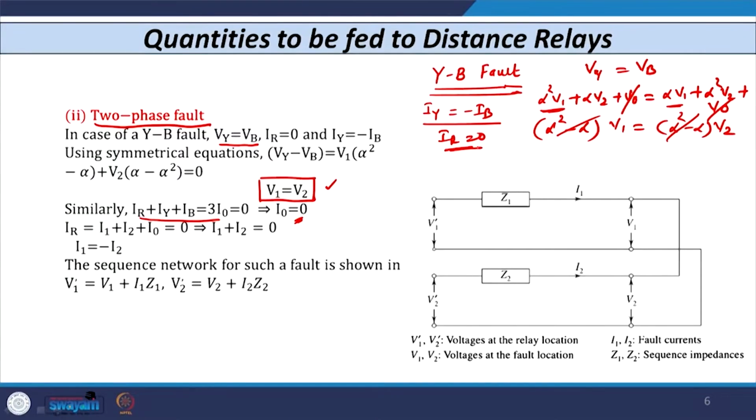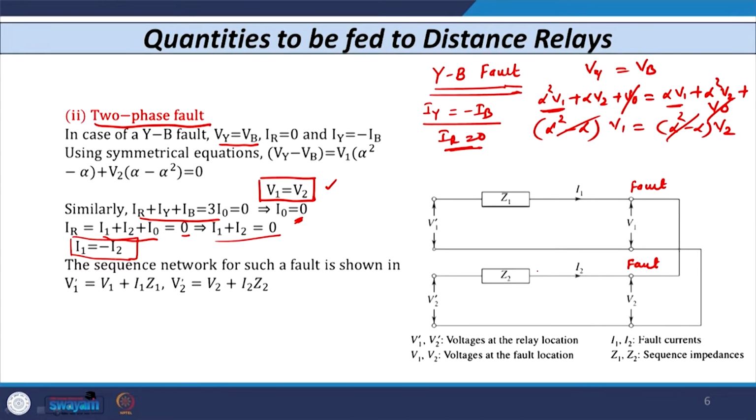As I told you, IR is 0. So if I put this in the equation IR is equal to I1 plus I2 plus I0, then I1 plus I2 plus I0 is equal to 0, and as I0 is already 0, I1 plus I2 is equal to 0. So we have I1 equal to minus I2. If I draw the sequence network, you can see that at the fault point, V1 is equal to V2, positive sequence voltage is equal to negative sequence voltage, and I1 is equal to minus I2. So that is also correct in this case.